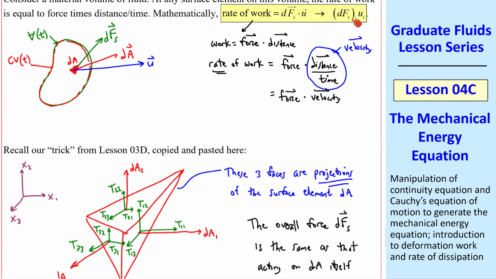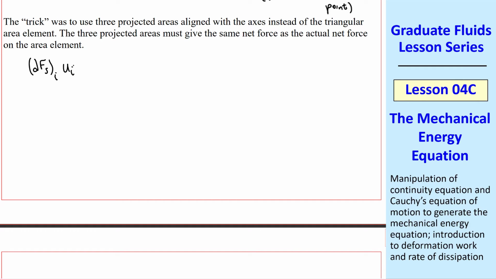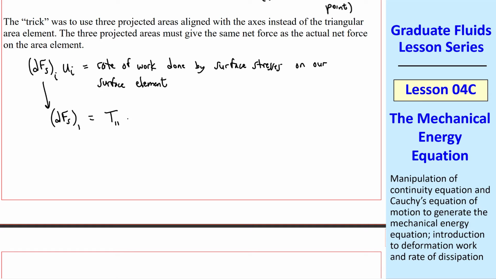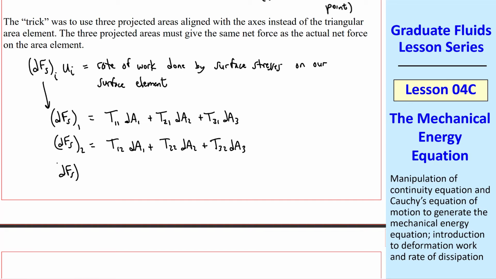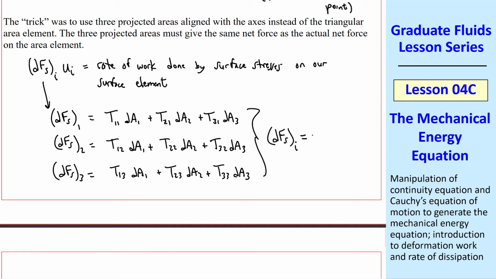So let's examine this term by using this diagram. We write dFSi ui is the rate of work done by surface stresses on our surface element. Well, if you look back at lesson 3D, we split this dFSi into 3 components by multiplying each component of the stress tensor with the corresponding surface area acting in the x1 direction, with similar expressions in the 2 and 3 directions, which we group together in tensor notation as dFSi equal tji daj.